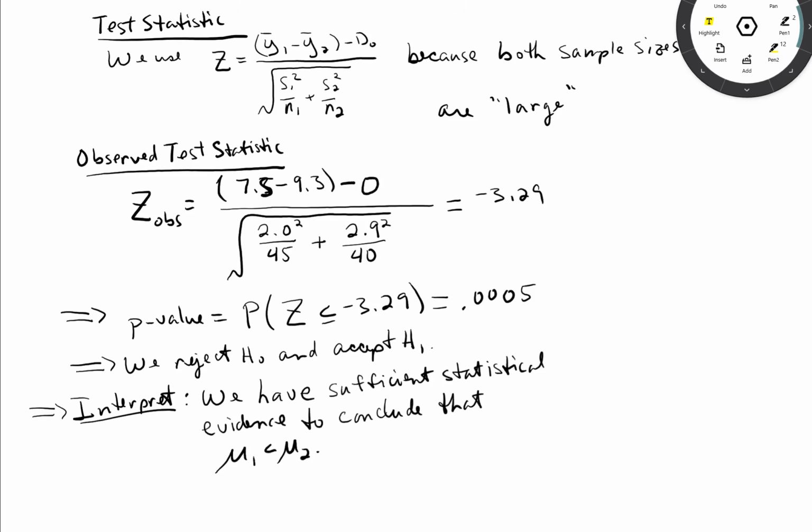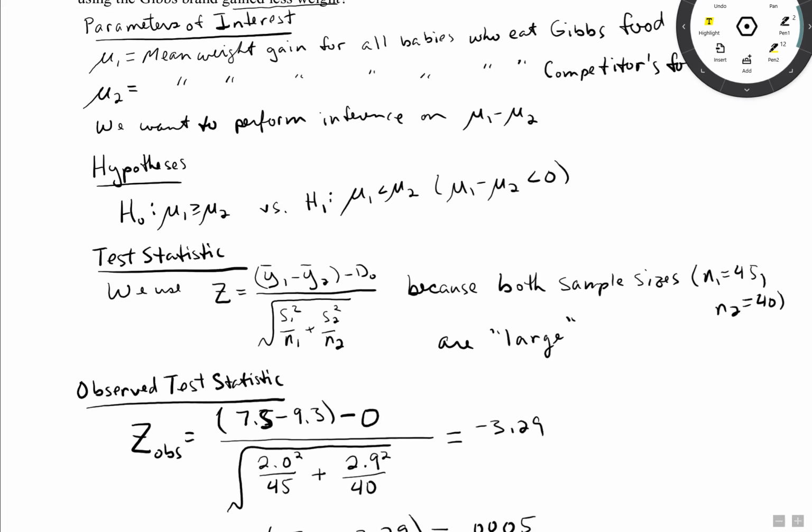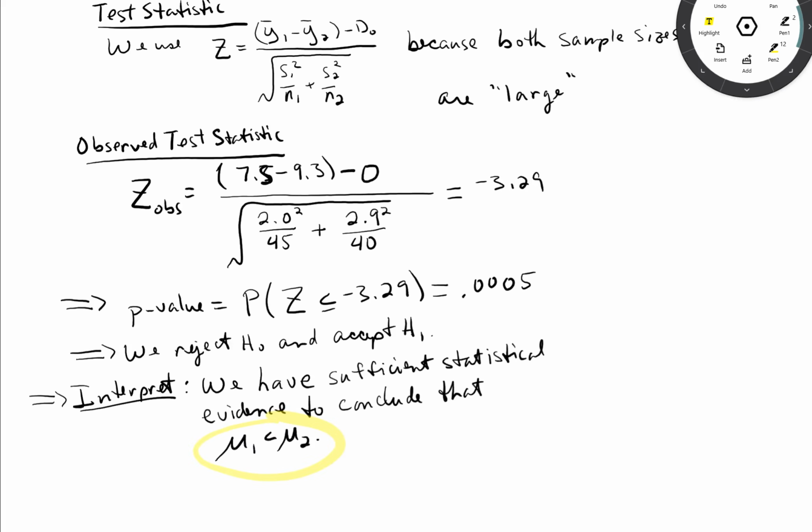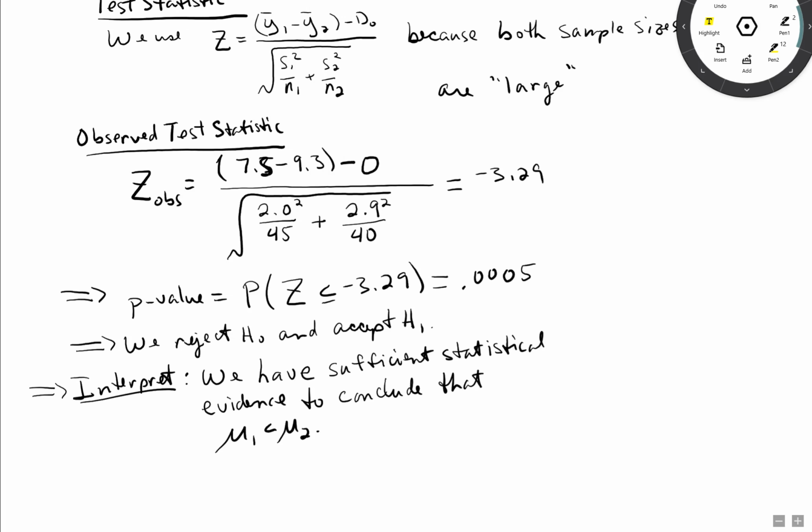Now I used symbols here, and I feel okay doing that and not writing out the phrase that corresponds to mu1 and mu2 because I defined mu1 and mu2 up front. If I hadn't defined that, then I would want to write out in words that we have sufficient statistical evidence to conclude that the average weight gain under Gibbs is less than the average weight gain under the competitor's food. Okay, so that is a hypothesis test comparing two means here.